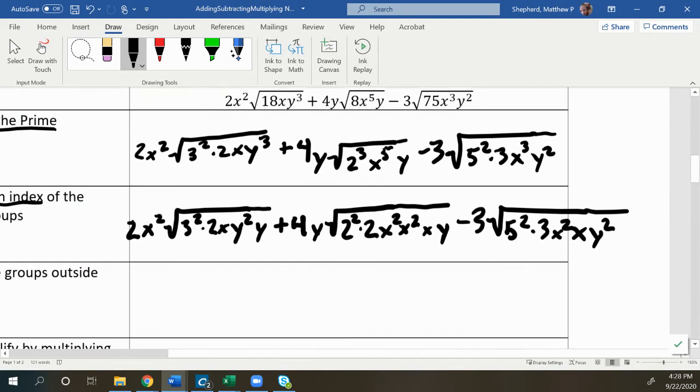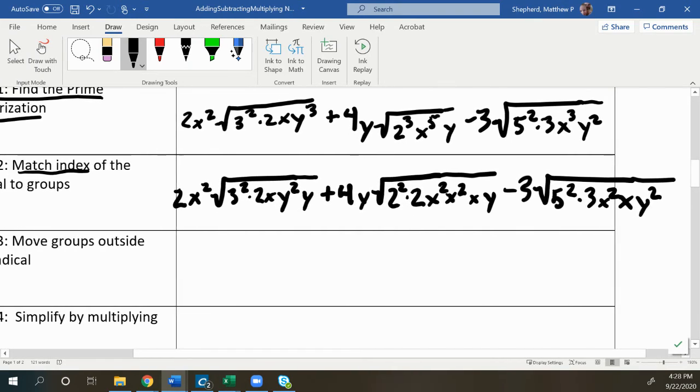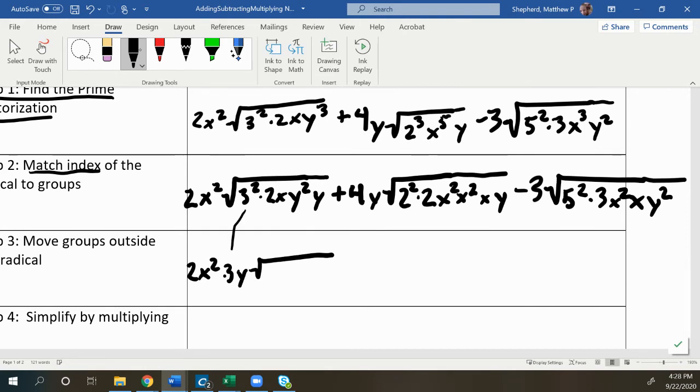All right, so now I've created as many groups of 2 that can be pulled out of that square root as possible. So now we're going to begin the process of moving them out. So 2x squared. Then on the inside, we can take out the 3, and we can take out the y. Okay, so the 3 came out, and that y came out. Then what's left on the inside is we had a 2, an x, and a y.